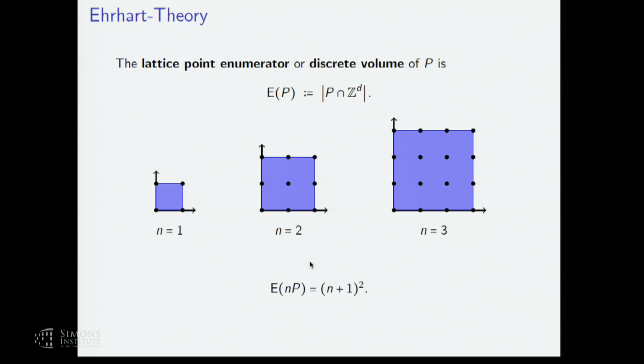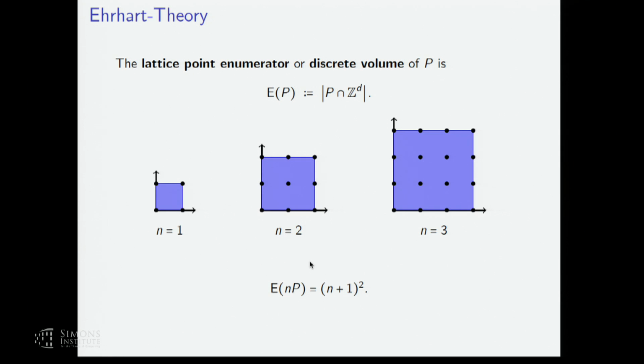If you look at this example here, we have a unit square in the plane. We have 4 lattice points in there. If we dilate it by a factor of 2, we can easily count the number of lattice points: it's 9, then 16, and so on. So we easily see that the number of lattice points in the nth dilate, where n is an integer, is (n plus 1) squared. And since this is a workshop within the Geometry of Polynomials program, I hope we can all agree that this is a really nice function in n, namely a polynomial.